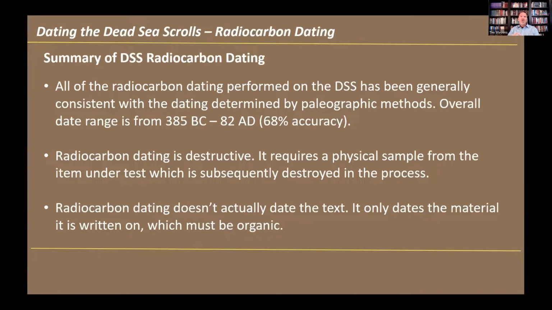It's important to note, though, radiocarbon dating is destructive. It requires a physical sample, the size required now is not as much as it was in the 60s, let's say, but it does require a sample to be taken from the document, from the material, and then that it is subsequently destroyed in the process of taking the measurement. So you can see why we don't radiocarbon date all the fragments and manuscripts that we have, because if we did, we would be destroying the little evidence that we have sometimes.